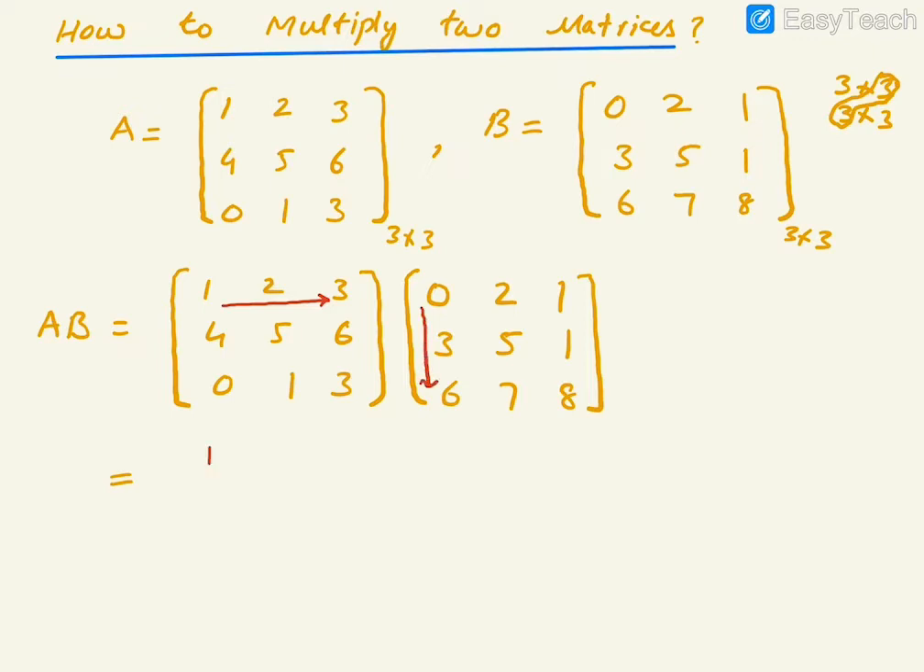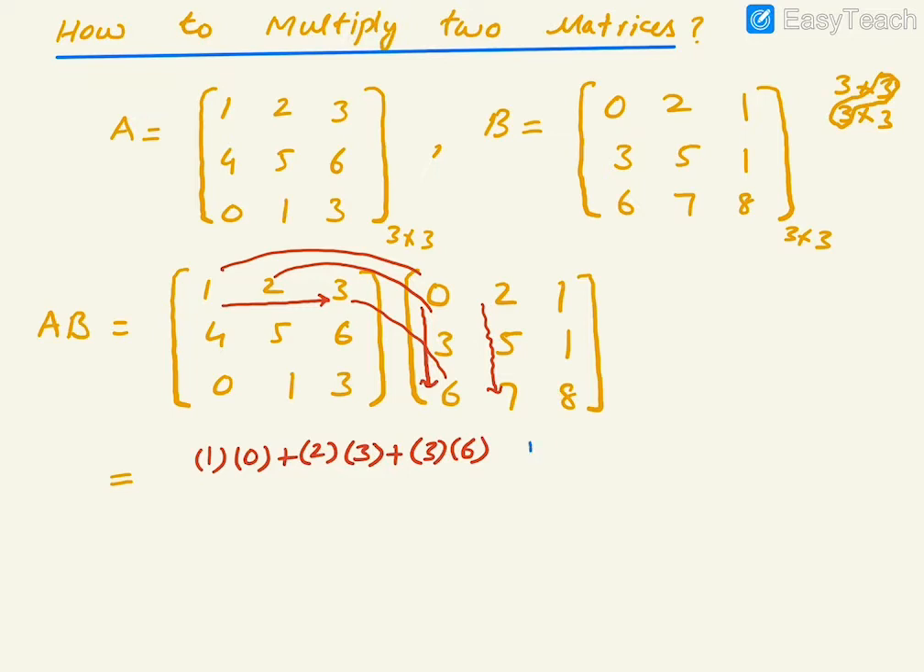So how? 1 will multiply with 0, plus sign, 2 will multiply with 3, plus sign, and 3 will multiply with 6. So 1 with 0, 2 with 3, and 3 with 6, like this. Similarly, the first row will multiply with the second column also. So 1 with 2, plus 2 into 5, plus 3 into 7.